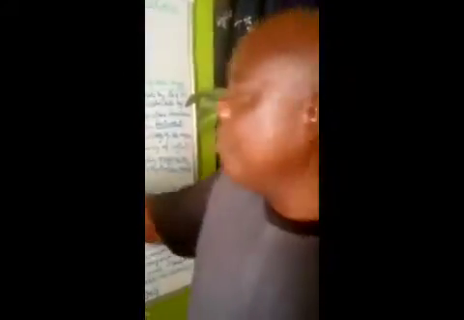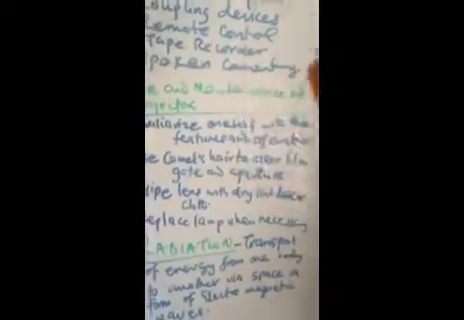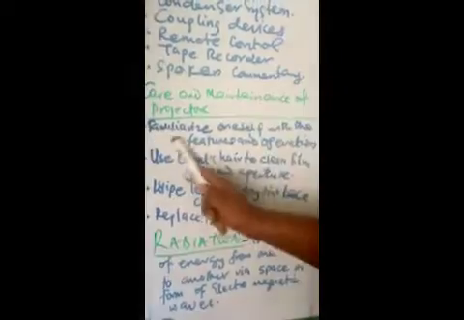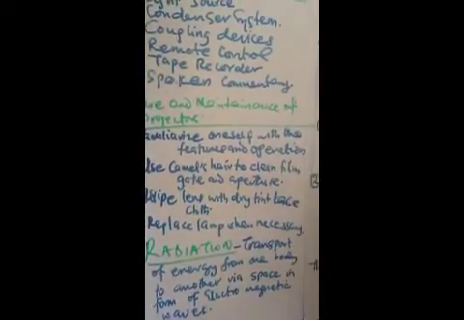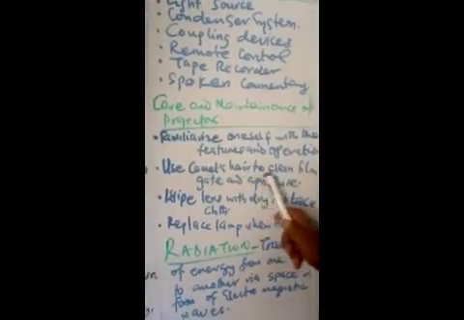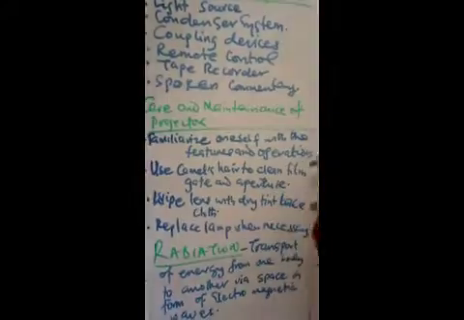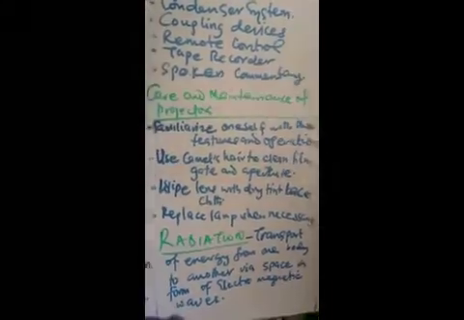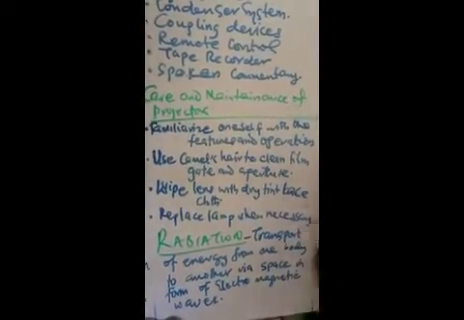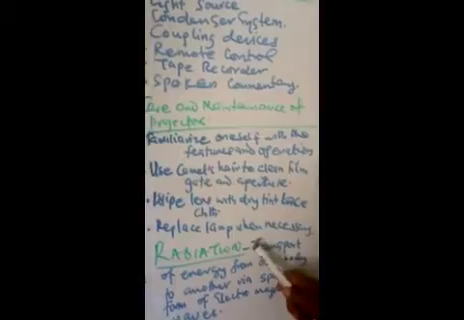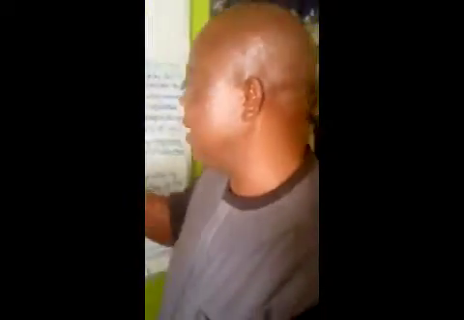Then, how do we care for and maintain projectors? That is care and maintenance of what? Projectors. 1. A potential user of a projector must familiarize oneself with the features of operation of the projector. 2. He must use camel's hair to clean the film gate and aperture. 3. He will wipe the lens with a dry tint-free lace cloth. And 4. He will replace the lamp whenever necessary. These are the basic ways you can maintain a projector.